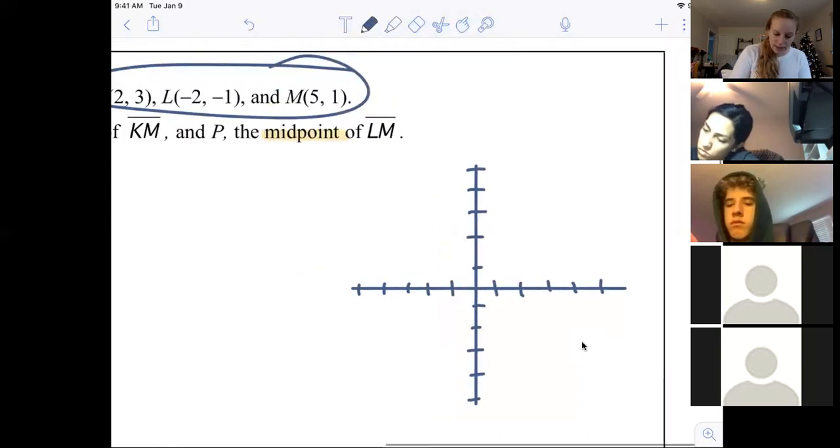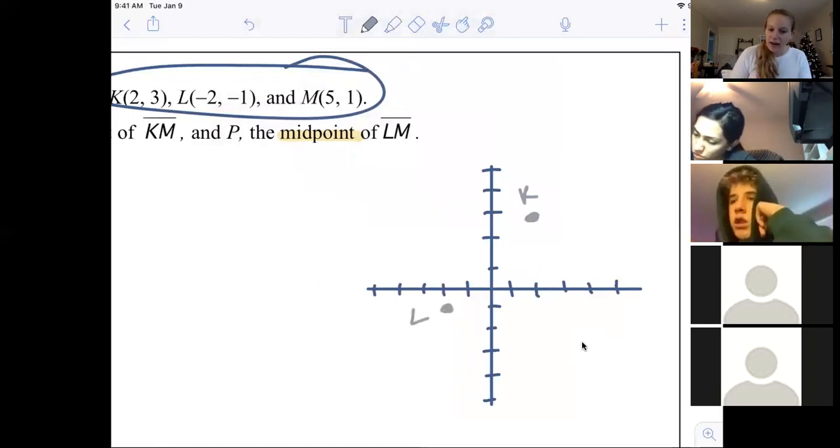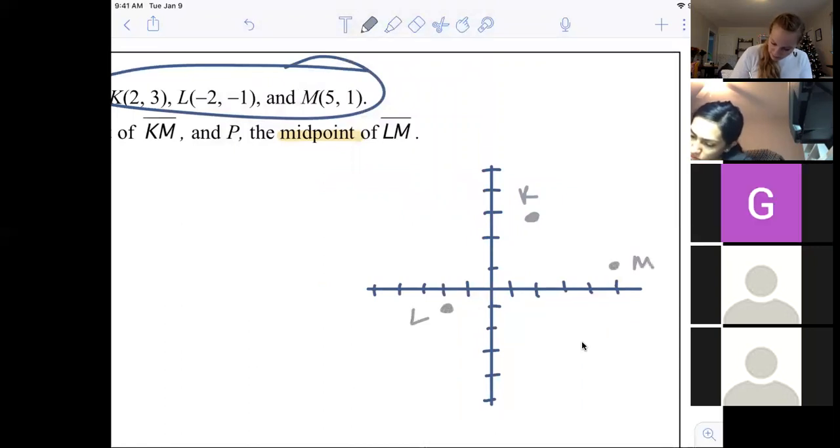So again, I'm just sketching. I've got K is at 2, 3. Remember that you do your X before you do your Y. So we go left and right, and then we go up and down. So I went over 2, up 3. Then I'm going to -2, -1. Again, I'm not to scale, so this might not be perfect. And then I'm going to 5, 1, which is M.